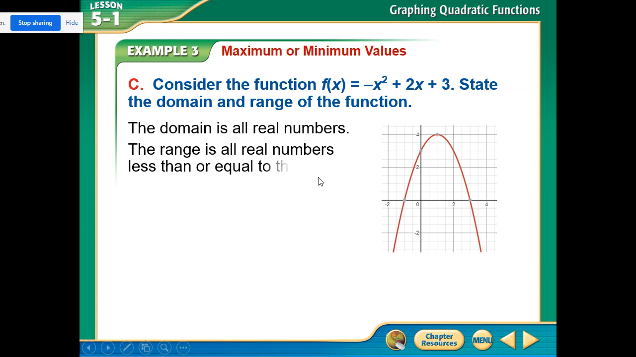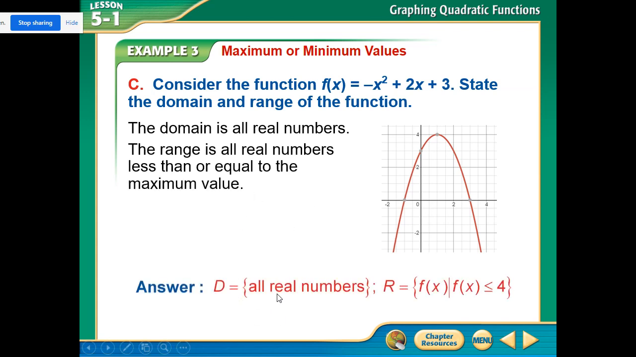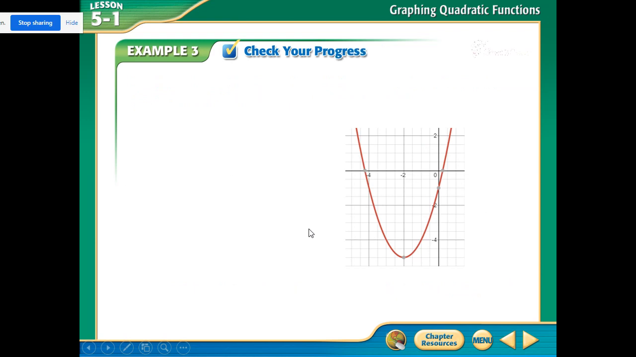Now they write it very interesting here. So the domain is all reals, so that's not any different. The range is all real numbers less than or equal to the maximum value. So they write it this way. Remember, we've talked about it, f of x is really just y. So if you wrote it as y is less than or equal to 4, that's what I would like to see. All right, this whole set of f of x is less than, don't worry about that. Just say y is less than or equal to 4.